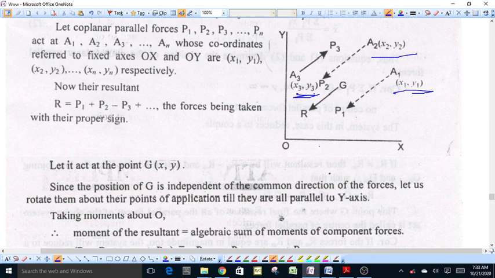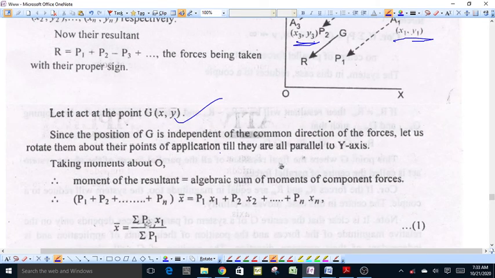Now, suppose that their resultant R acts at a point G whose coordinates are x bar, y bar. The position of G, that is the center of all these parallel forces, is independent of the common direction of the forces. Now, we rotate the plane XOY in such a way that all the parallel forces become parallel to the y axis. Now, we take the moment of all these forces about O.